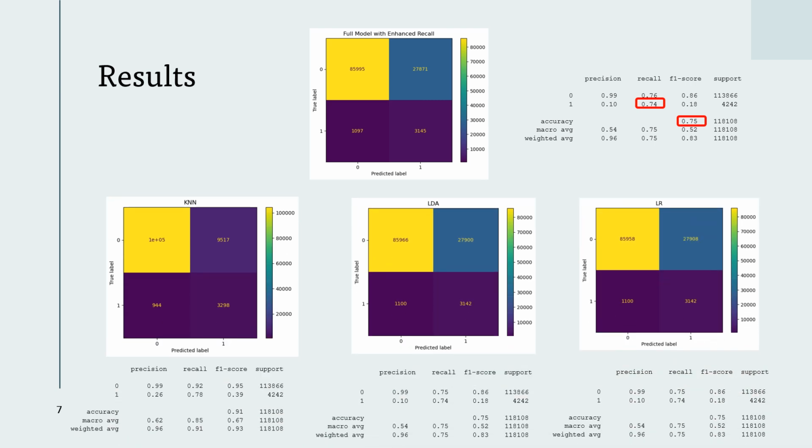Here are the results from the underlying models. The KNN model on its own actually did better with a recall score of 78% and an accuracy of 91%. The LDA and linear regression models both performed at 75% accuracy with a recall score of 74%.